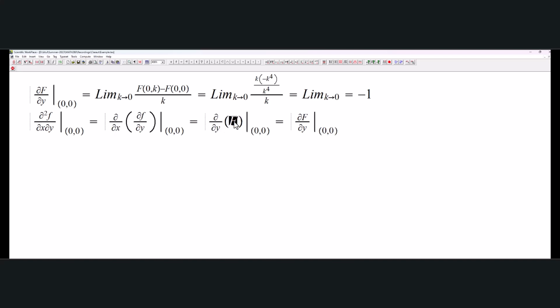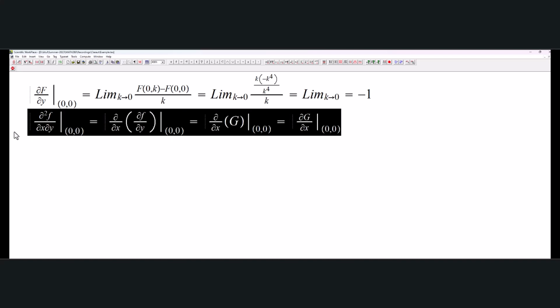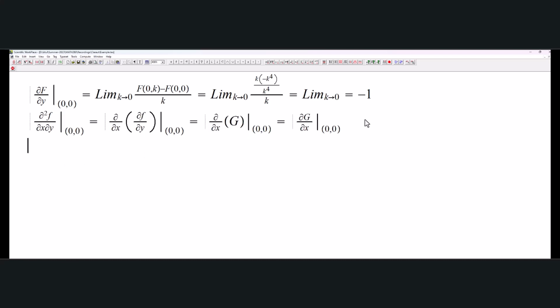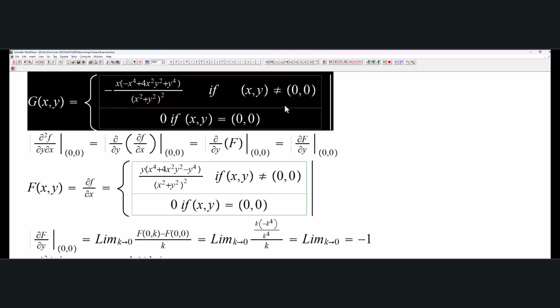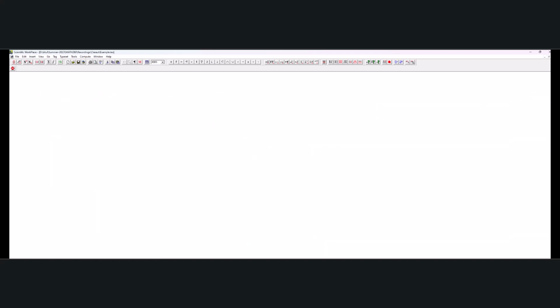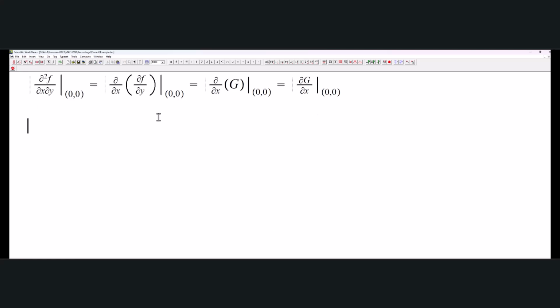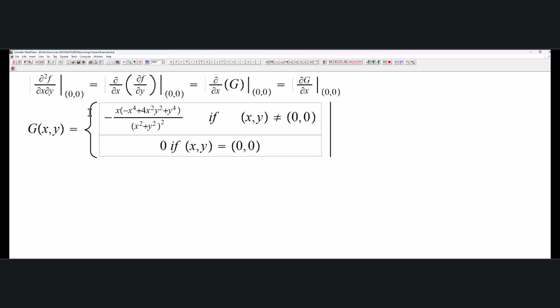this changes to what? G, because that's what that was. And this is changing to x, and G here. So what we did was we just copied the earlier steps and just changed the notations. And if you do this, remember who G is. G is right here. So G is simply this.